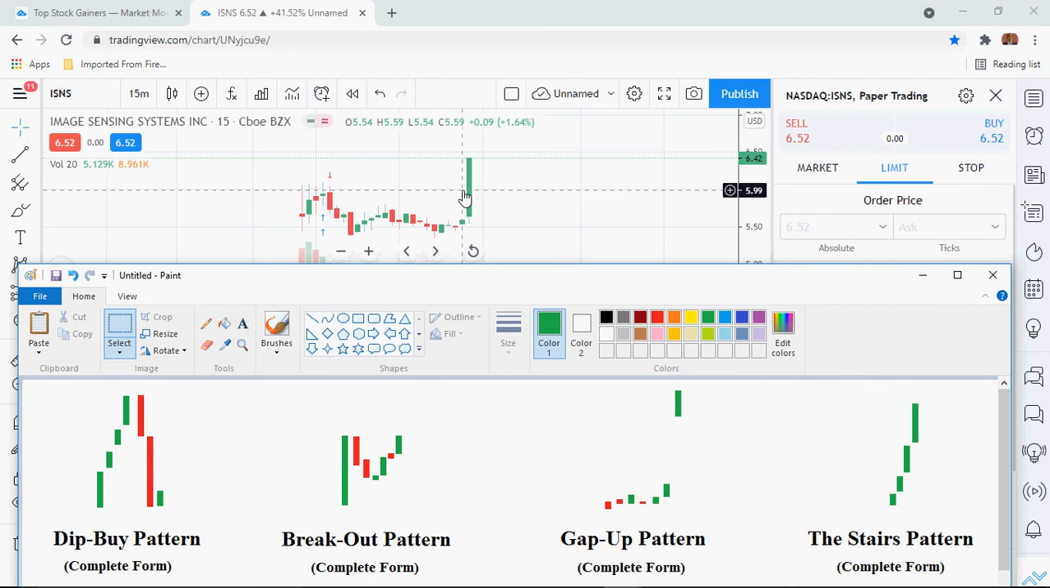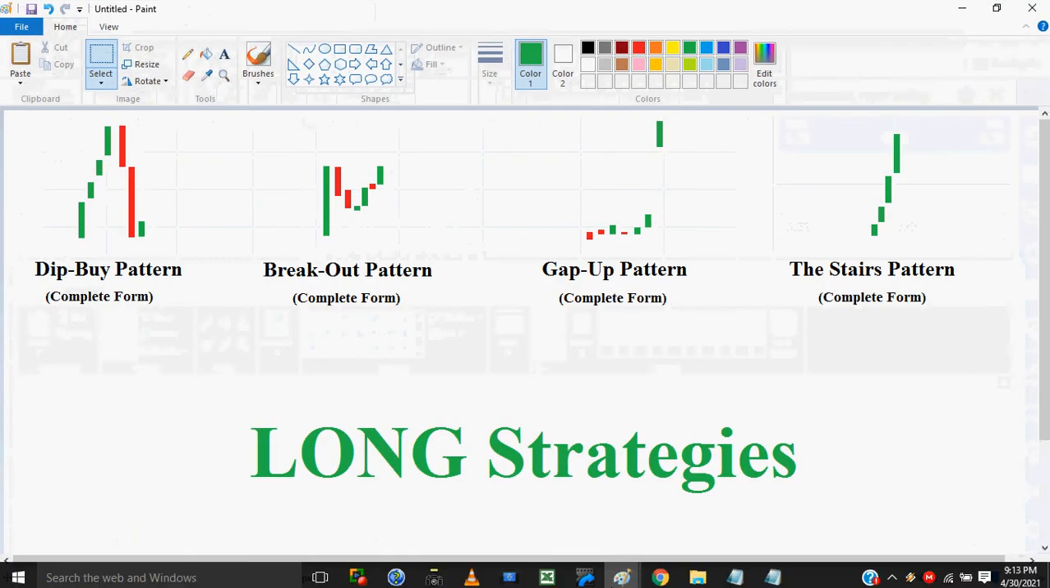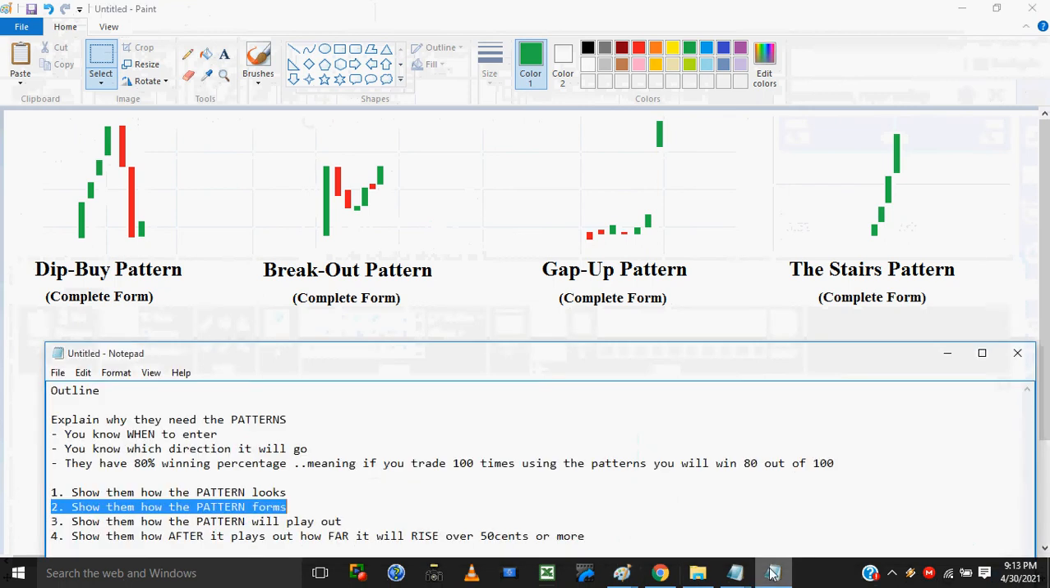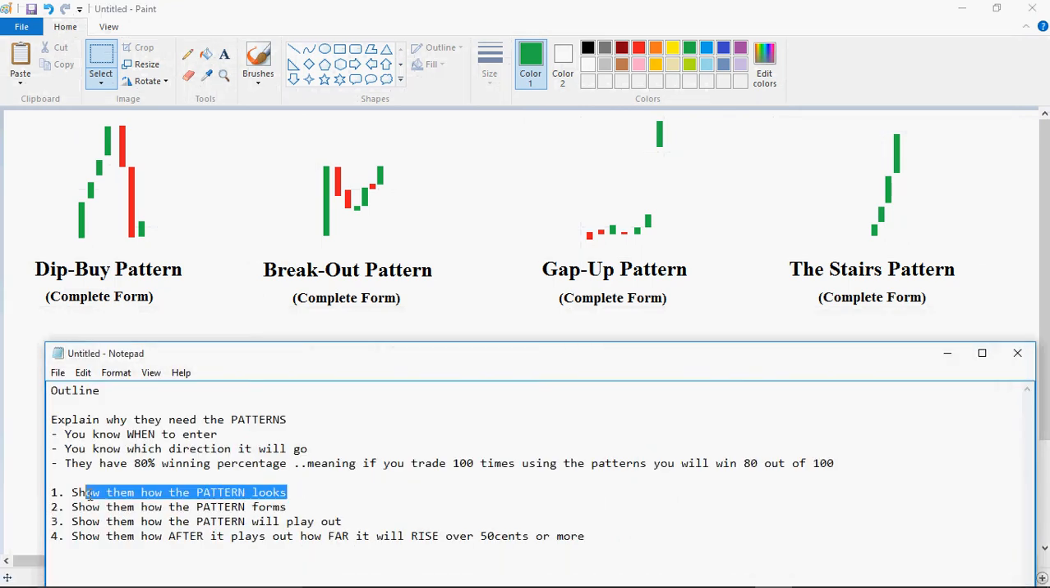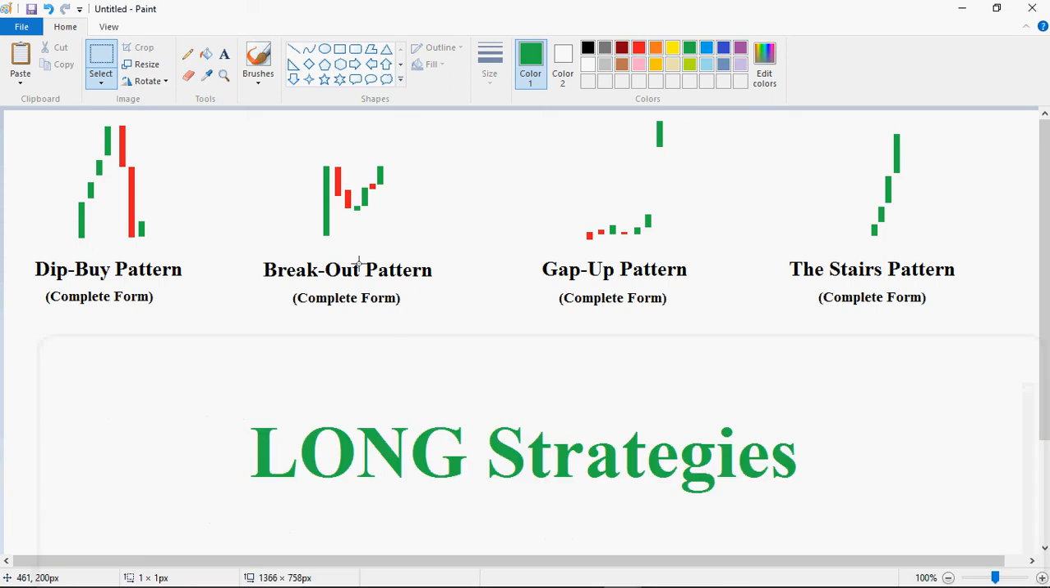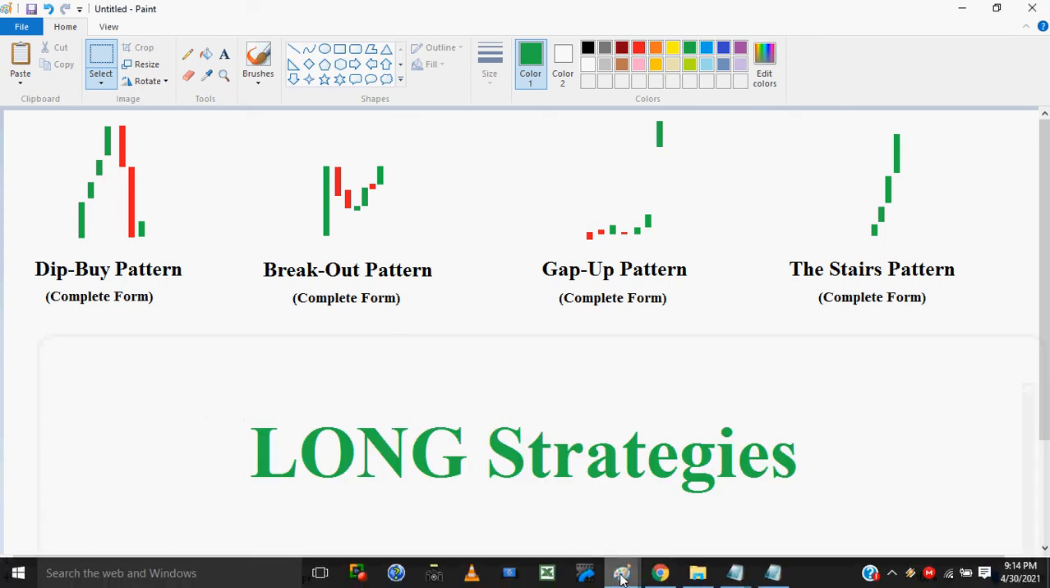Now, there's a little bit more I need to explain, okay? We need to go a little bit further here. I showed you all how the patterns look. I kind of gave you all a little understanding. I need to explain to you guys how the pattern forms or how it plays out. Okay, this is important. But before I explain that, I need to explain this.